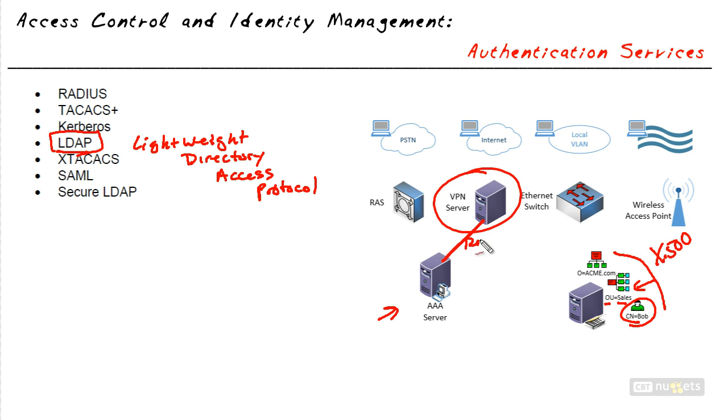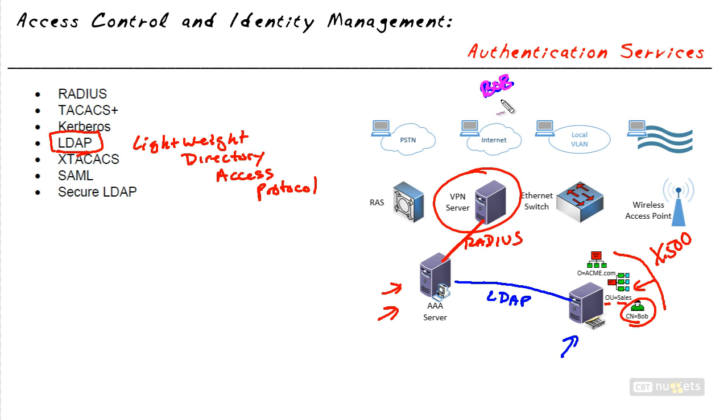So let's call this Radius right here for this red link. And maybe what we do is we have our AAA server. Instead of creating Bob's username and password locally there, maybe we use LDAP to communicate between the AAA server and our LDAP server. And by the way, Microsoft's Active Directory and its servers can provide LDAP services. So this link right here would be using the LDAP protocol.